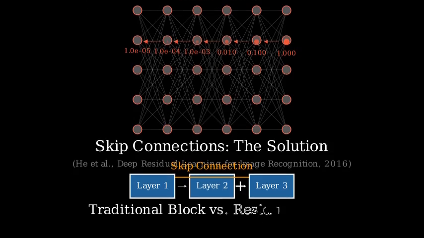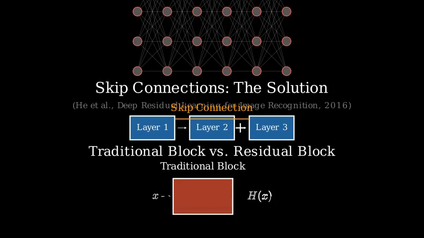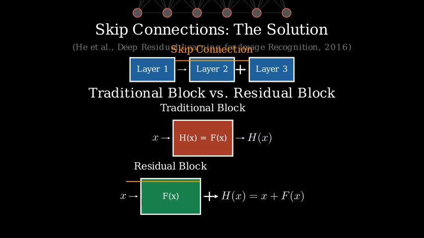Let's compare a traditional block of neural network layers with a residual block. In a traditional block, the output is just a function of the input, H(x). In a residual block, the output is the sum of the input x plus a function of the input, f(x). This function f(x) represents the residual, or the change from the input.